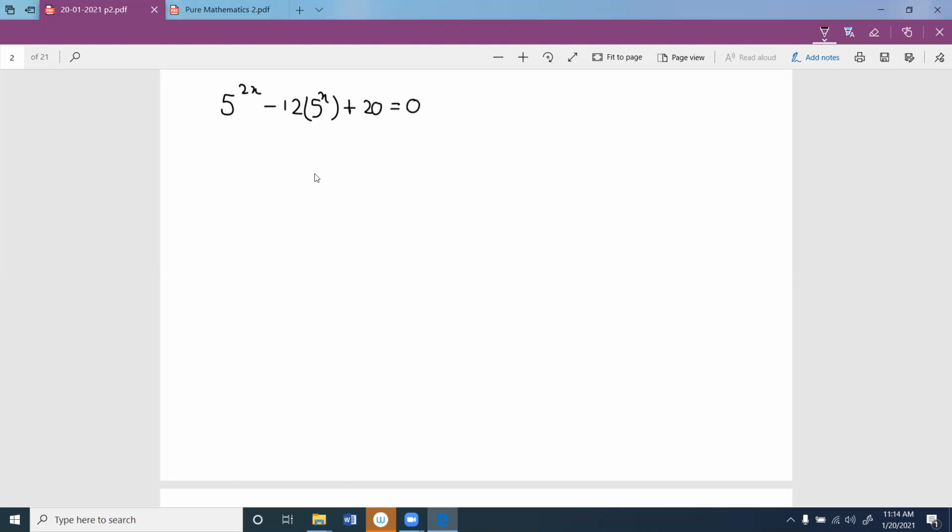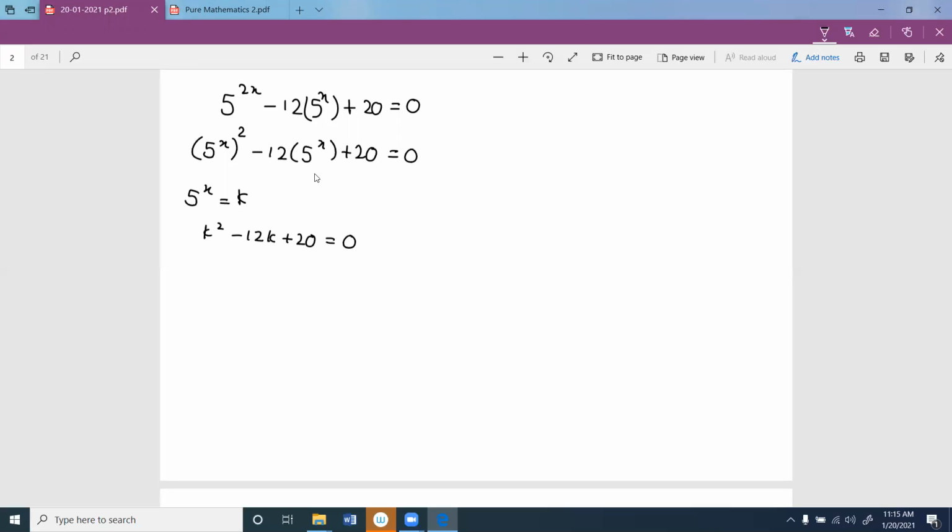Initially, we have to understand this is a function of 5 to the power x. This 5 to the power 2x you can also write this way: 5 to the power x, whole thing squared, minus 12 times 5 to the power x plus 20 is equal to 0. Now I will assign a letter to this 5 to the power x, for the convenience of this calculation. This turns into k squared minus 12k plus 20 equals 0.